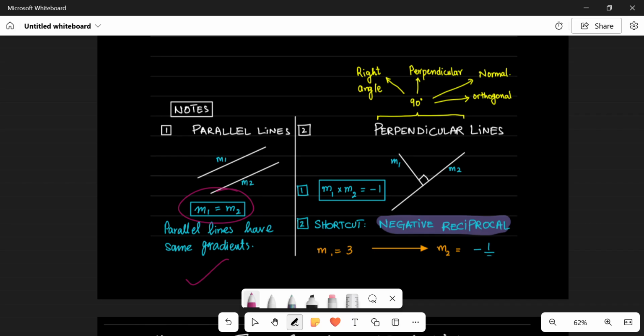When the lines are perpendicular, M1 multiplied by M2 equals -1. When we multiply both of them, the answer is supposed to be -1. Or as a shortcut you can say it's the negative reciprocal. For example, if the M1 answer is 3, then the M2 answer is negative 1 over 3.